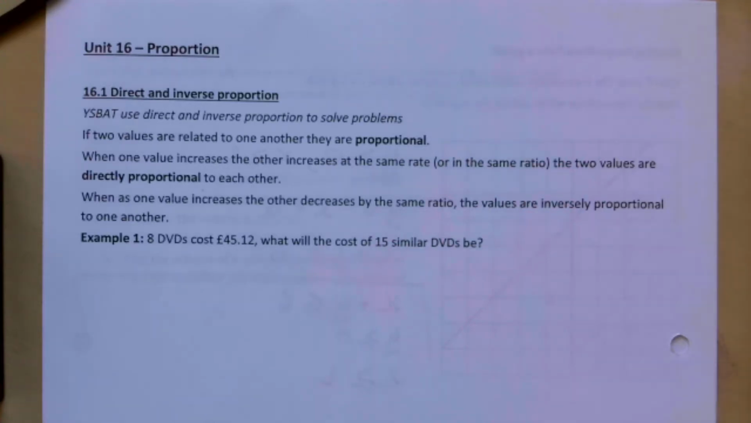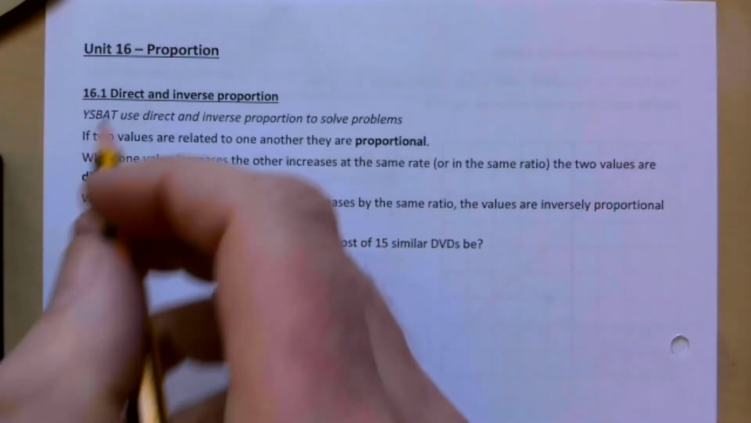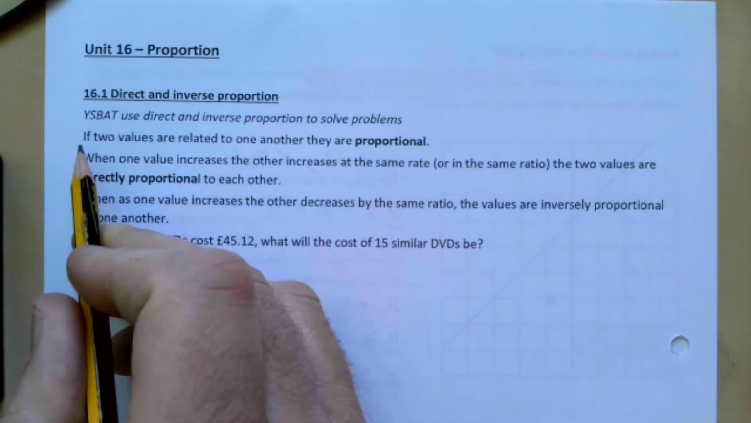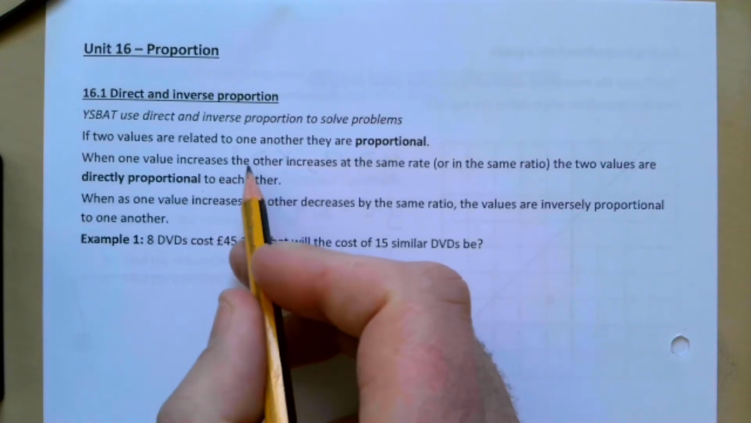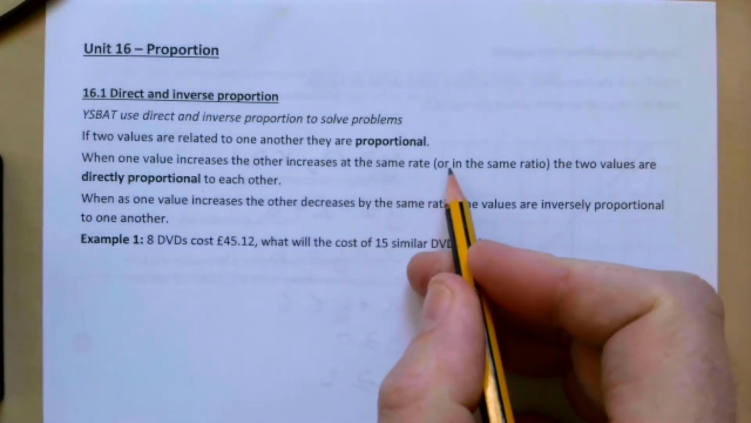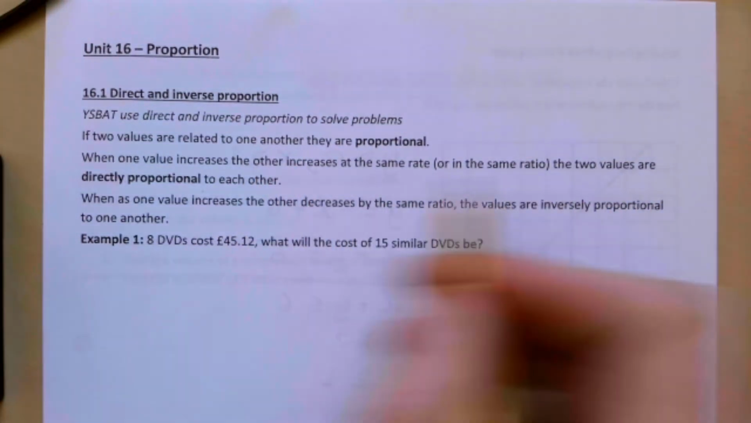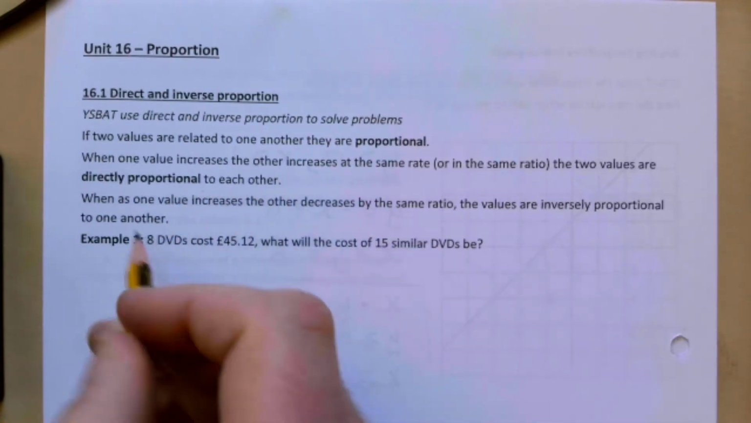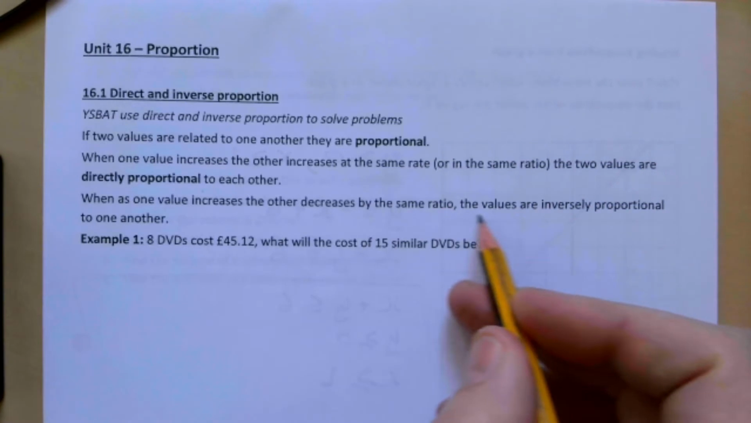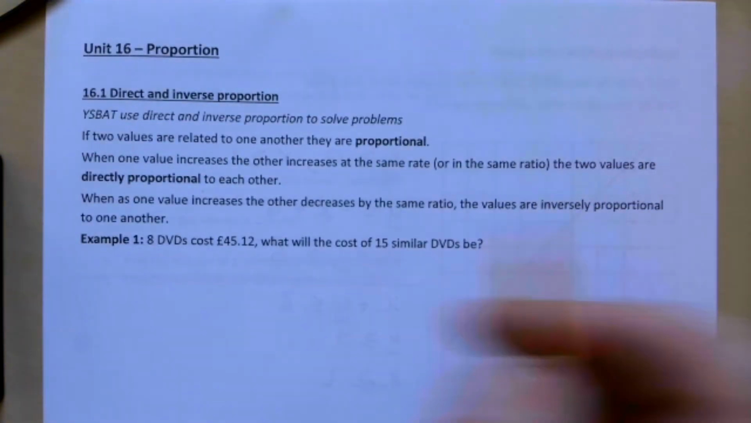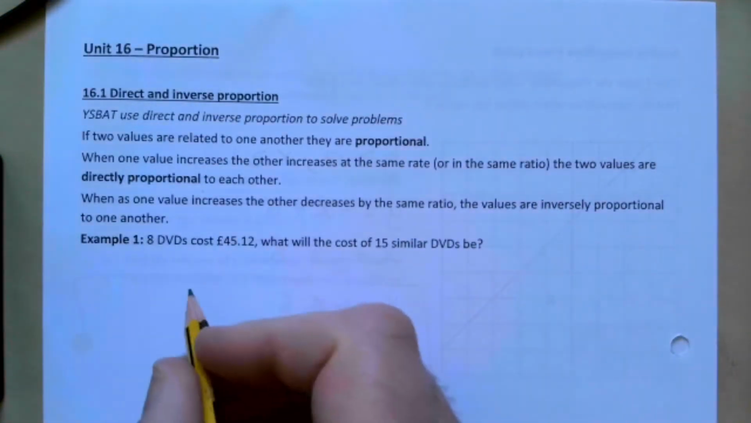Okay, this is Unit 16. We're in GCSE Maths, and we're looking at proportion. So first of all, direct and inverse proportion. If two values are related to one another, they are said to be proportional. When one value increases, the other increases at the same rate or in the same ratio. The two values are directly proportional to each other. When as one value increases, the other one decreases by the same ratio, the values are inversely proportional to each other. So we just have an example of each here.